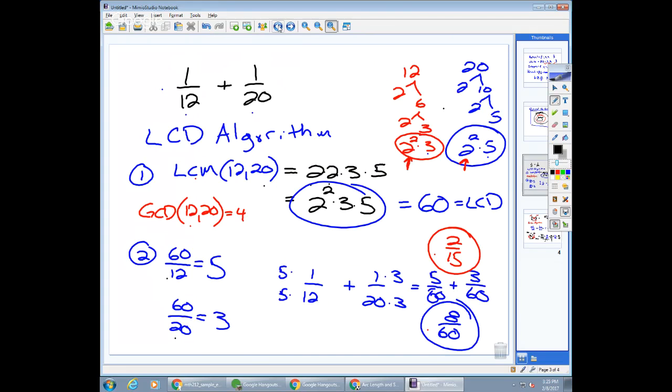And let's see, do I know any other fraction addition algorithms? I think that's all I know right now off the top of my head. All right, what else do you want to do?